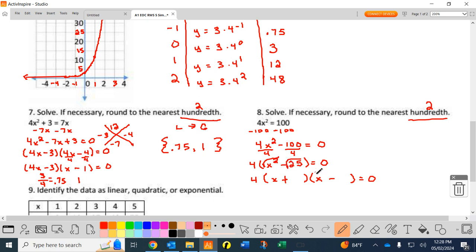Now when you're solving this, the 4 does not affect your answer because 4 can never equal 0. So that part is out. The opposite of positive 5 is negative 5, and the opposite of negative 5 is going to be positive 5. When you go to put them in your braces, always list your negative first, then your positive. And there are your solutions.